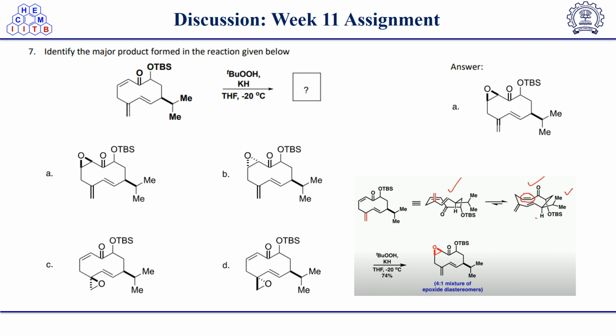And here, as we can see, the more accessible side is this one, because here more hindrance is there with this OTBS group and all. So this will be converted into the corresponding epoxide. It will be a racemic 4 to 1 mixture of epoxide diastereomers. So this particular double bond that is adjacent to this ketone will be converted into the epoxide group.